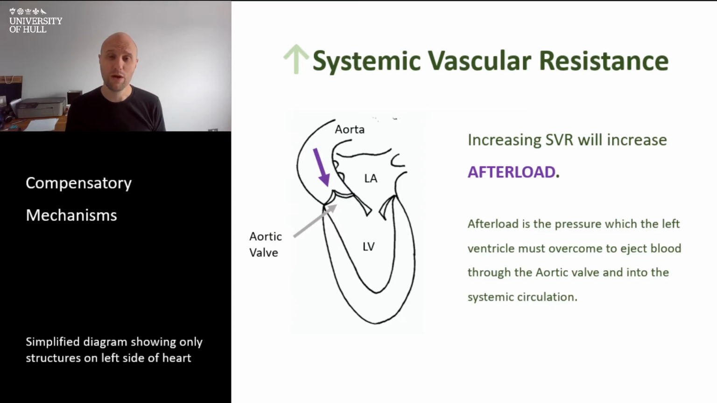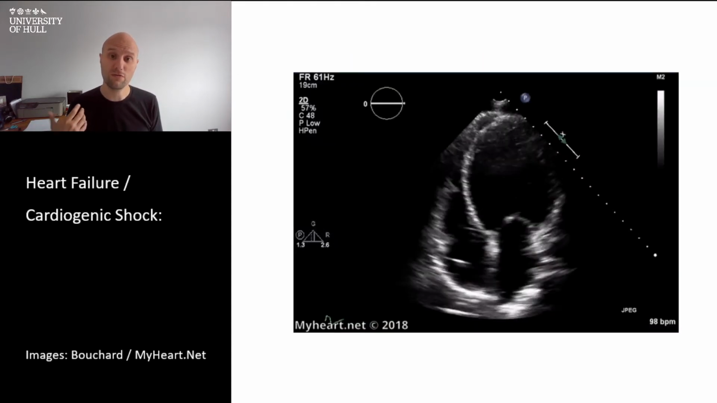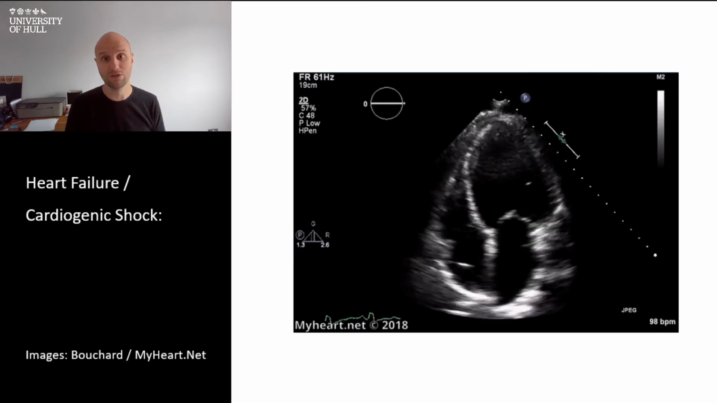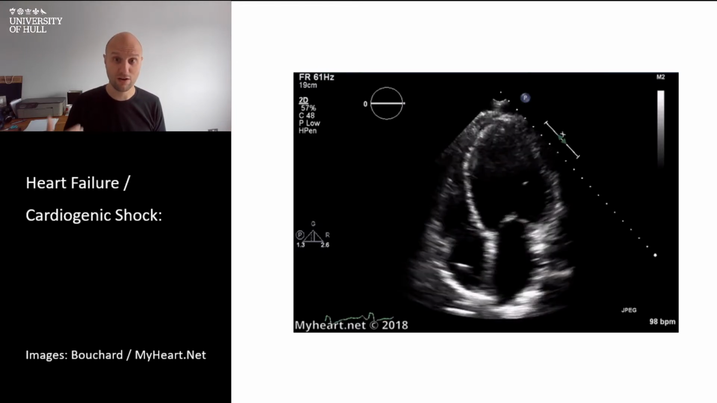Now, it also increases this thing called afterload. So afterload is a pressure which the left ventricle must overcome in order to eject blood through the aortic valve and out into the systemic circulation. Now, if you think of all the musculature within those blood vessels constricting, afterload is going to go up, and so this failing heart is going to have to work that bit harder to eject blood out through the aortic valve, because it's having to work against this greater afterload, that greater pressure.